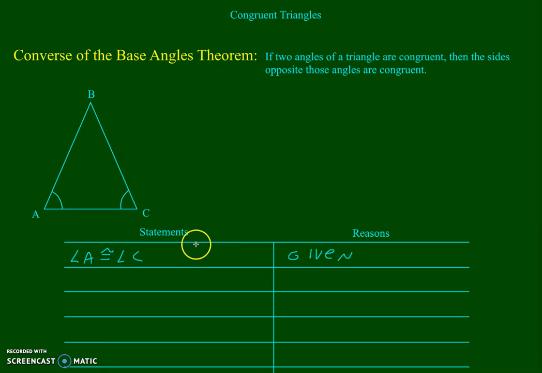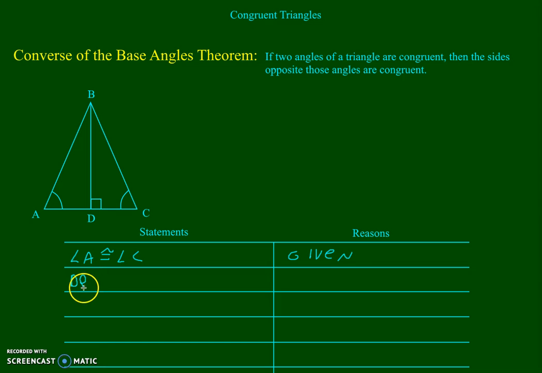And so we pull up our proof table, and I've written in the givens, angle A is congruent to angle C. And as we've done several times with many of these proofs, we're going to have to add some information to this picture in order to be able to show that these sides are going to be congruent. So we're going to add an auxiliary line. So we're adding line BD so that it is perpendicular to AC.